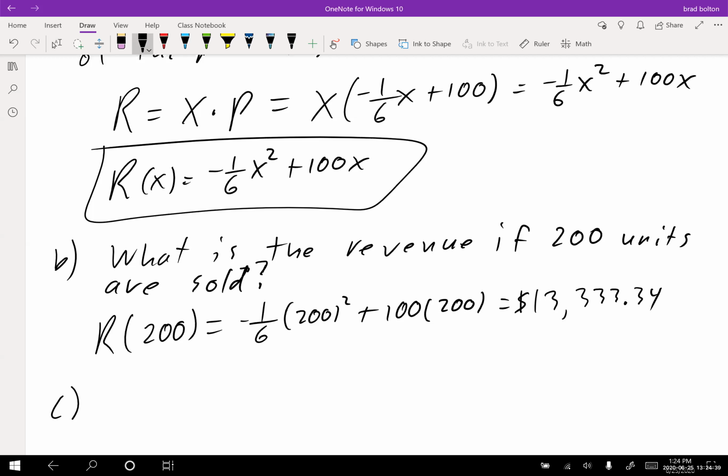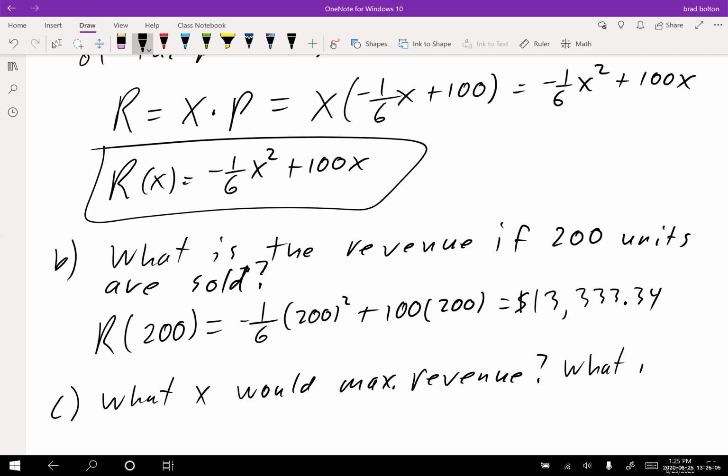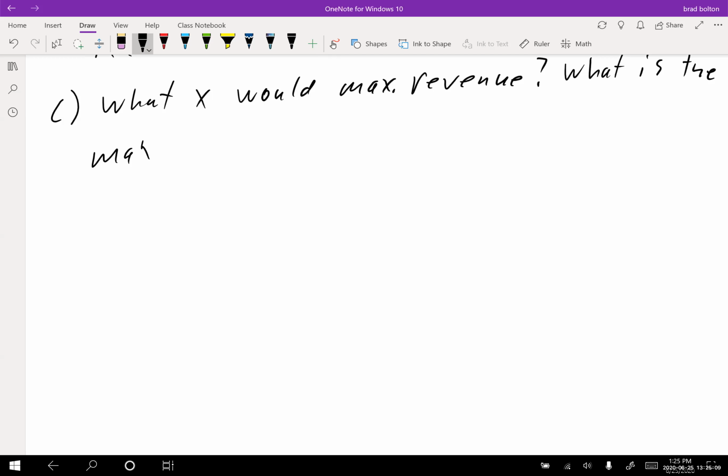Now the next question could be, what X would maximize revenue? Right, that makes sense. That's totally a question that someone would ask. If you're doing all this work to find the revenue function, wouldn't you want to know how many units is the perfect amount of units to sell? And then what is the max revenue?